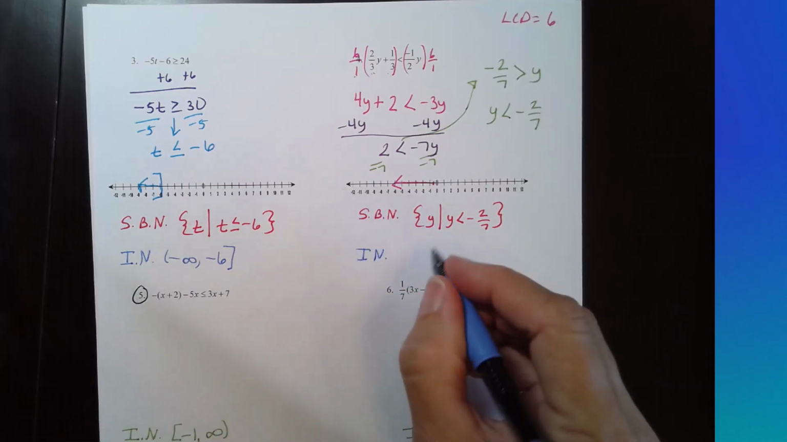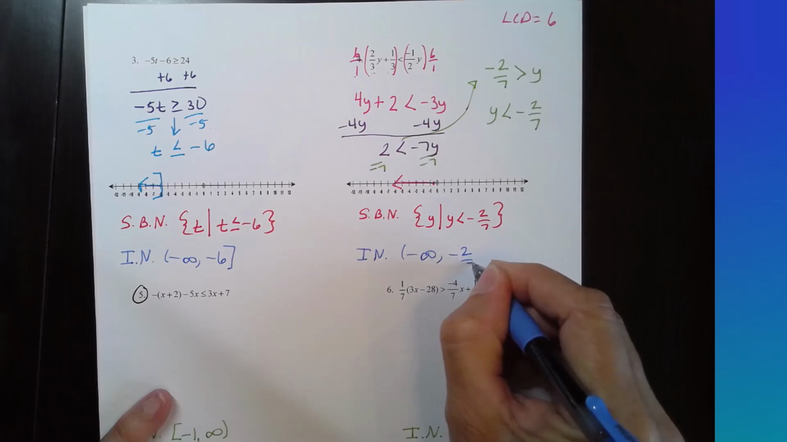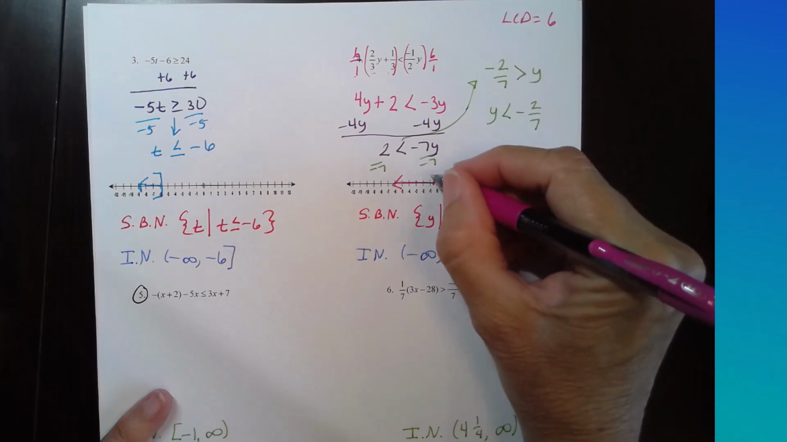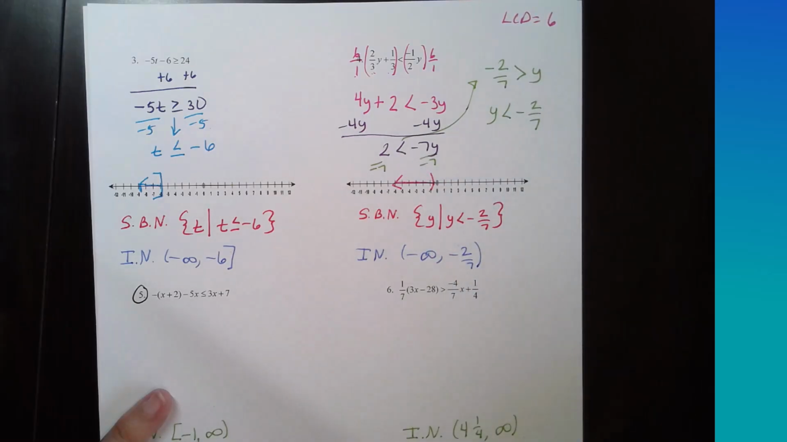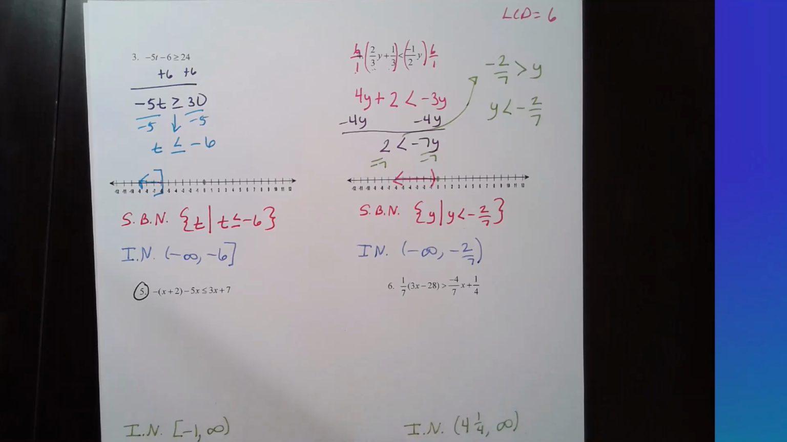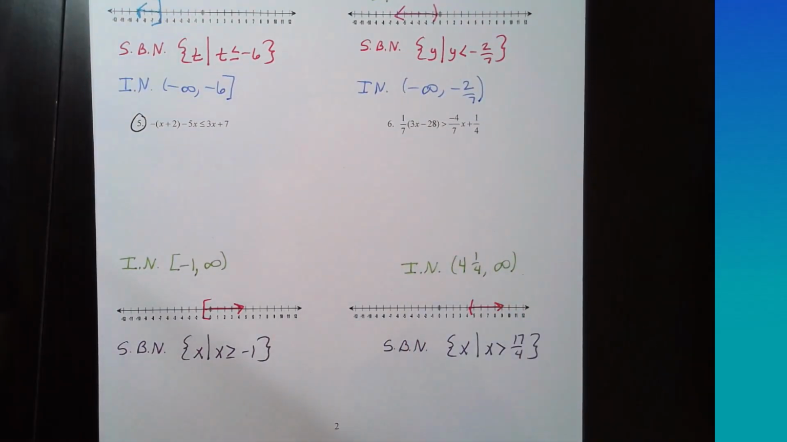So from -infinity off to the left, we are going that direction towards -2/7 with a parentheses. Why a parentheses? Because we are strictly less than. So then on the number line also, make sure you put a parentheses to show that we are not including that point.